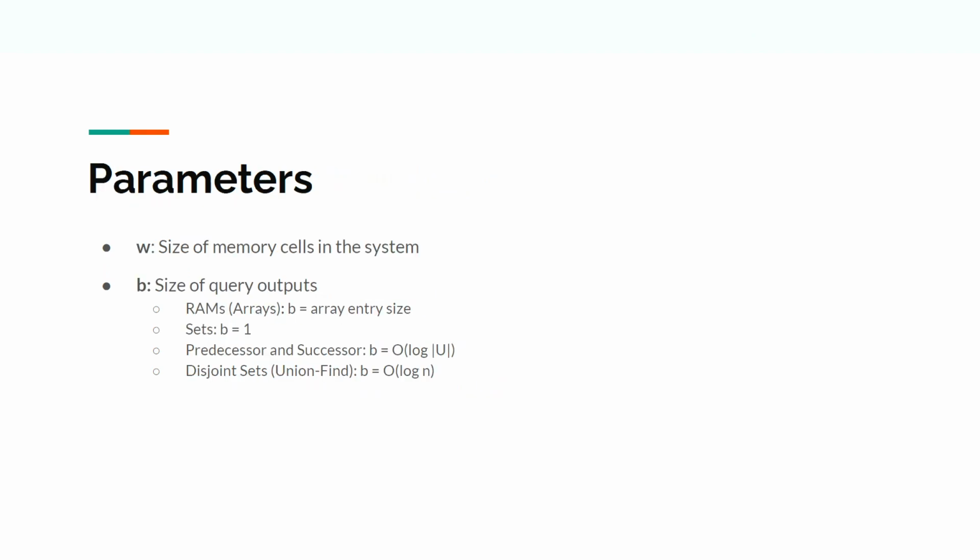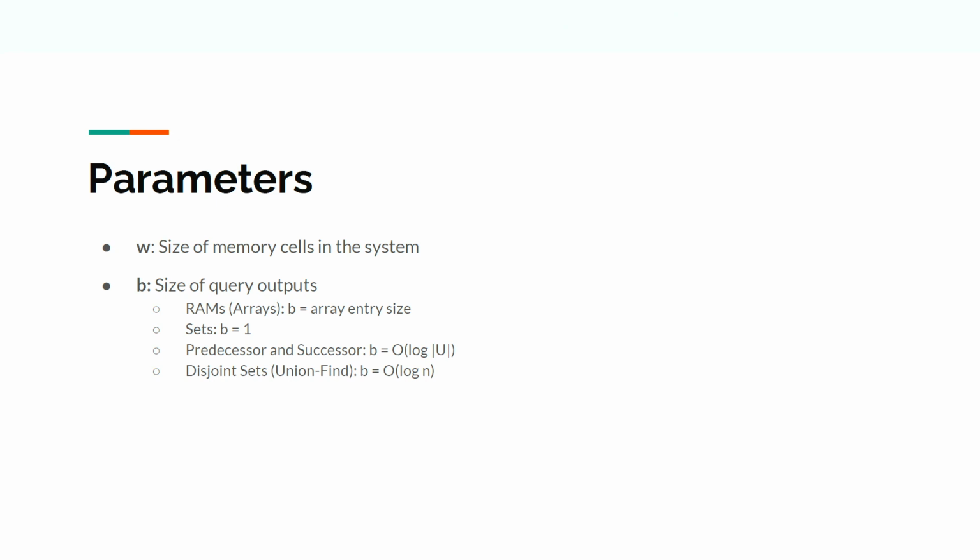All right, so when we consider these oblivious and differentially private data structures, there are two key parameters that we like to consider. One is W, which represents the size in bits of each memory word or cell in the system. So you can think of this, for example, as maybe a cache line in real life. The other parameter we like to consider is B, which is the size of the query outputs. And this typically depends on the problem.